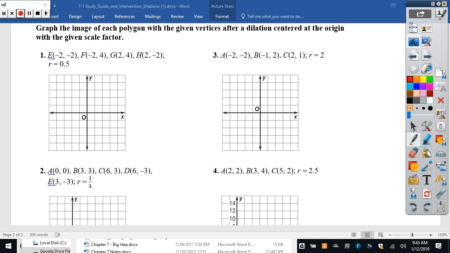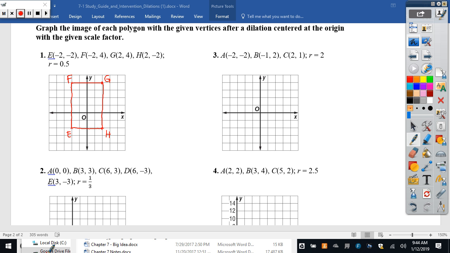Okay. We're going to graph this original shape. So -2, -2. There's point E. We have -2, 4. That's point F. 2, 4. There's G, and H is at 2 and -2. So what we have right now is a rectangle.